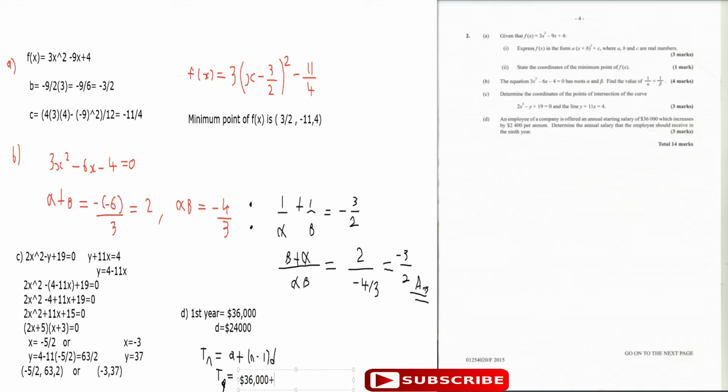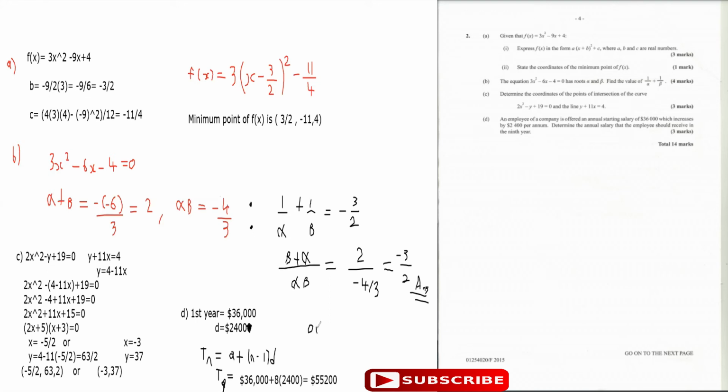Plus n minus 1. N minus 1 is 8 times the common difference of $2,400. We work that out, and that will give us 36,000 plus 8 times 2,400. And that's $55,200. That's how much the person can expect to make in the 9th year. That's one way to do it.